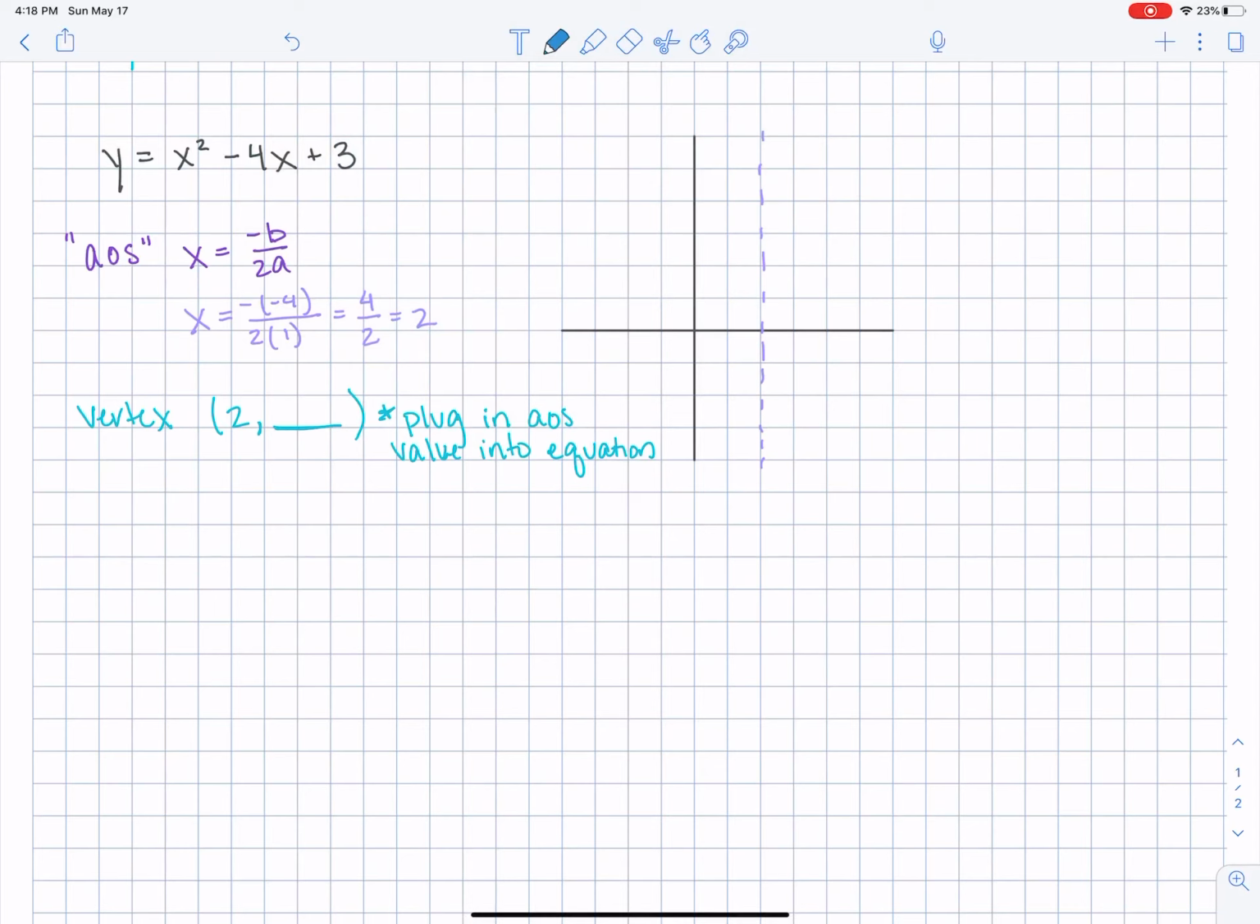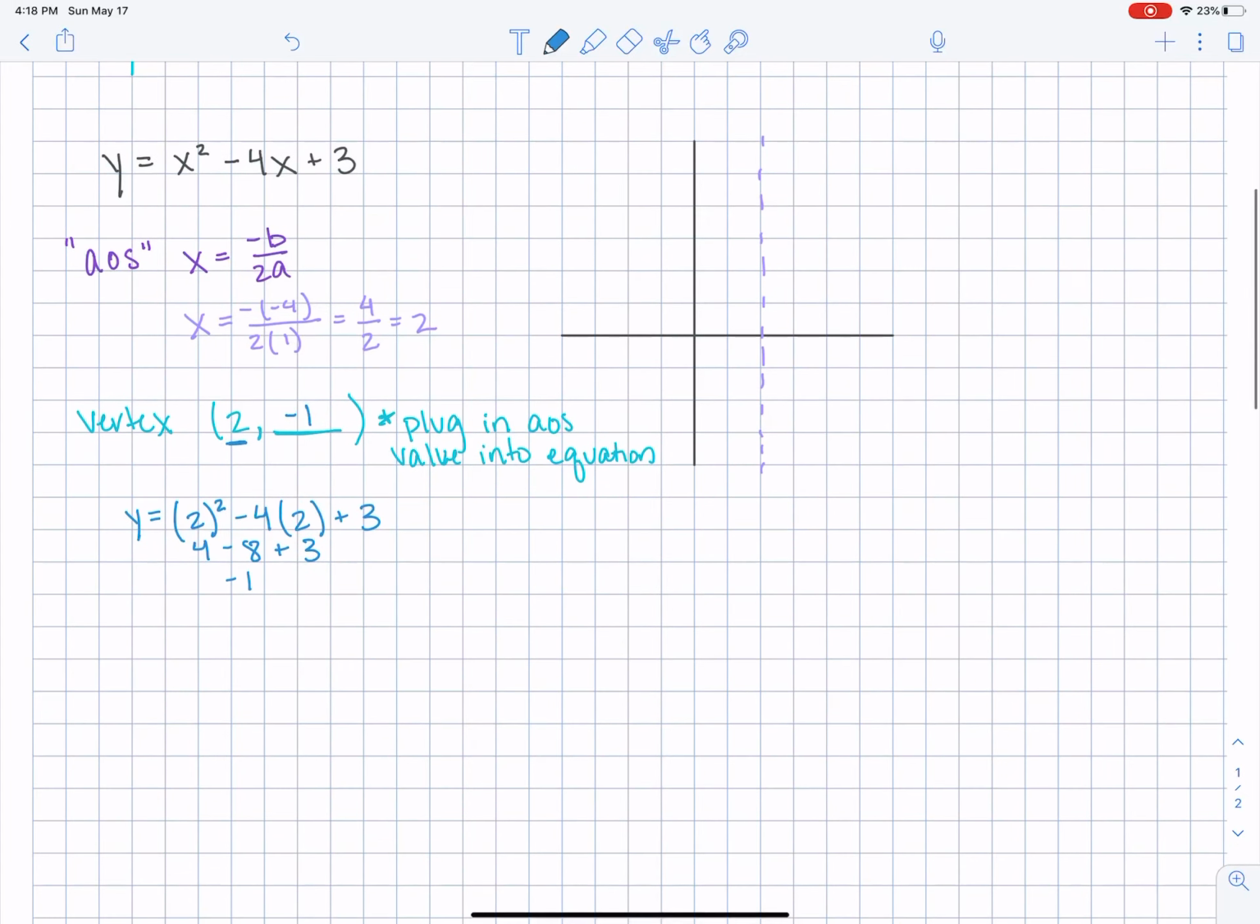So for us, it would be y equals, we're plugging in this 2 here, 2 squared minus 4 times 2 plus 3. That is going to be 4 minus 8 plus 3, which is going to be -1, meaning that our vertex is at the point (2, -1). So we can go ahead and plot this point here.